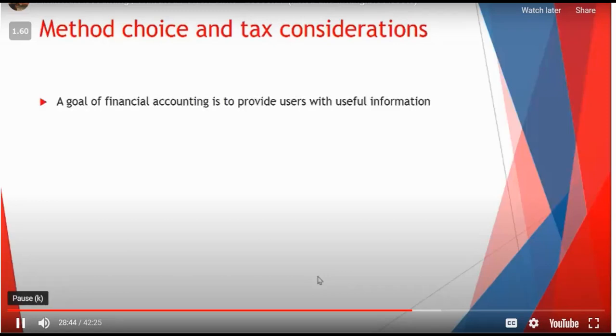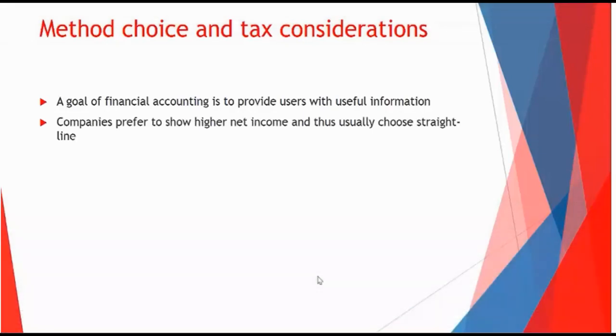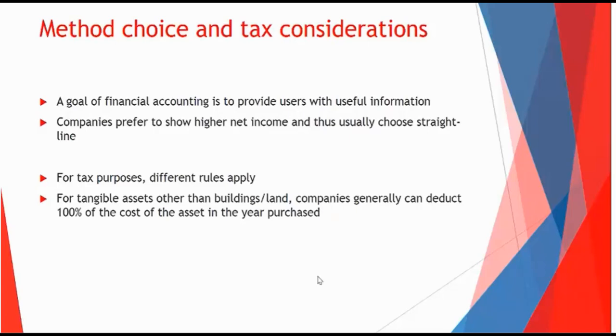But a goal of financial accounting, we think about this when we want to give useful information to people, so we want to be useful, but at the same time, companies keep in mind materiality, simplicity, and the fact that they like to show high net income, such that I think they usually choose straight line because of all of those factors that we just listed. Now, for tax purposes, they've got their own different set of rules, and for tangible assets other than buildings and land, and maybe landscaping or something, companies generally can deduct 100% of the cost of the asset in the year purchased. And is that new tax law stuff?